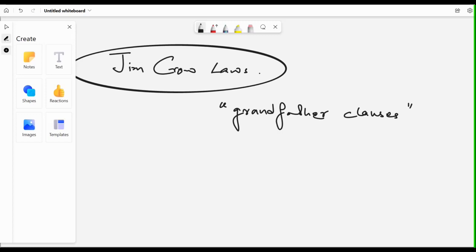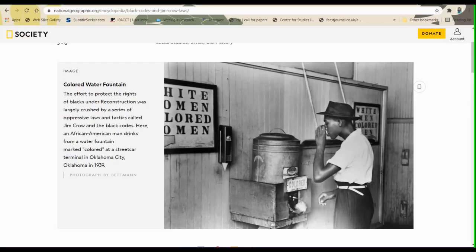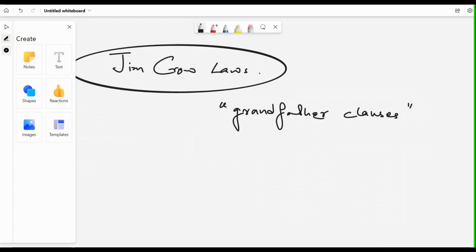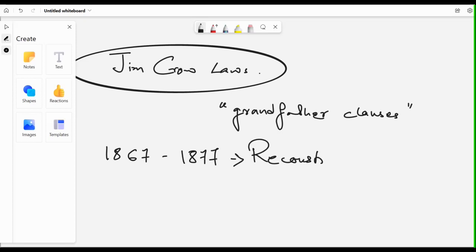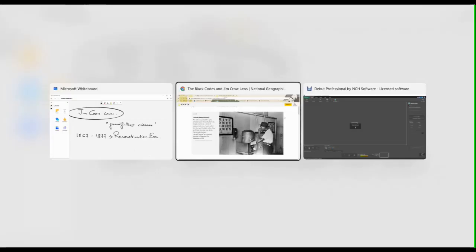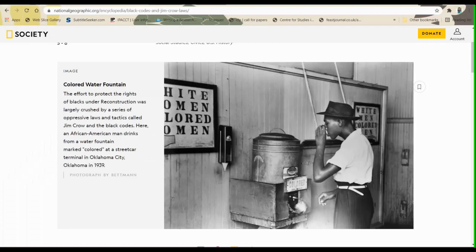So the grandfather clause essentially means that if the grandfather of a particular black person was eligible to vote before 1867, that is before the Reconstruction period began, then this black person would also be allowed to vote. Before 1867, it was natural that most of the black people were enslaved. They were slaves and did not hold any voting rights. As a result, these grandfather clauses meant that the blacks could not vote at all.